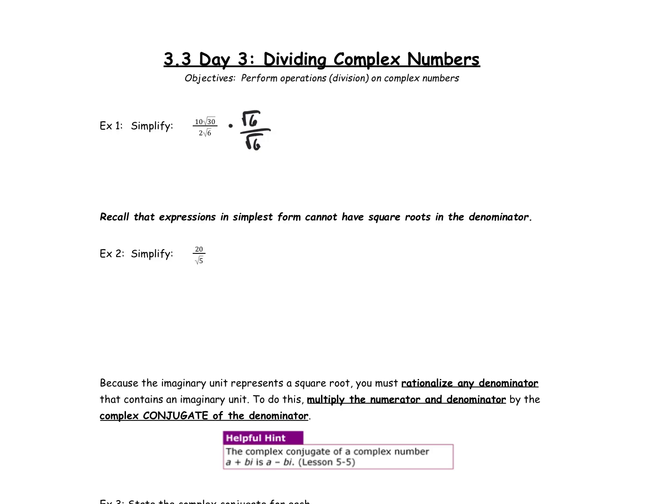So 10 times the square root of 30 times the square root of 6. When we do that, that becomes 10 times the square root of 30 times 6, so that would be 180. 10 times the square root of 180. And on the bottom, I've got 2 times 6 times 6, which is 36. And the square root of 180, we can simplify that.